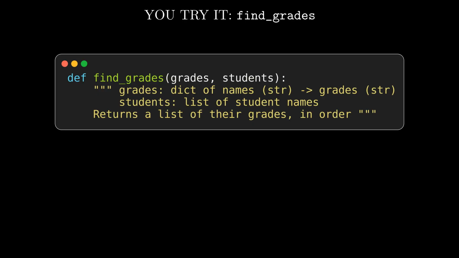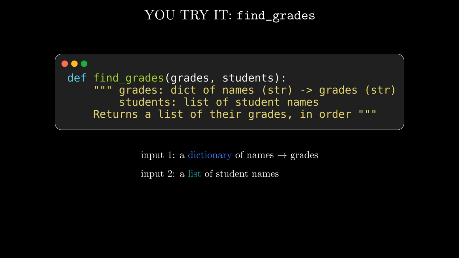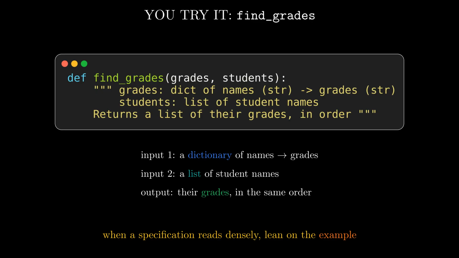Let's put this to work. The exercise, called Find Grades, asks for a function with two inputs, a dictionary that maps student names to grades, and a list of student names. It returns a list of those students' grades in the same order they were asked for. When a specification reads densely like that, lean on the example. It makes the requirement concrete.